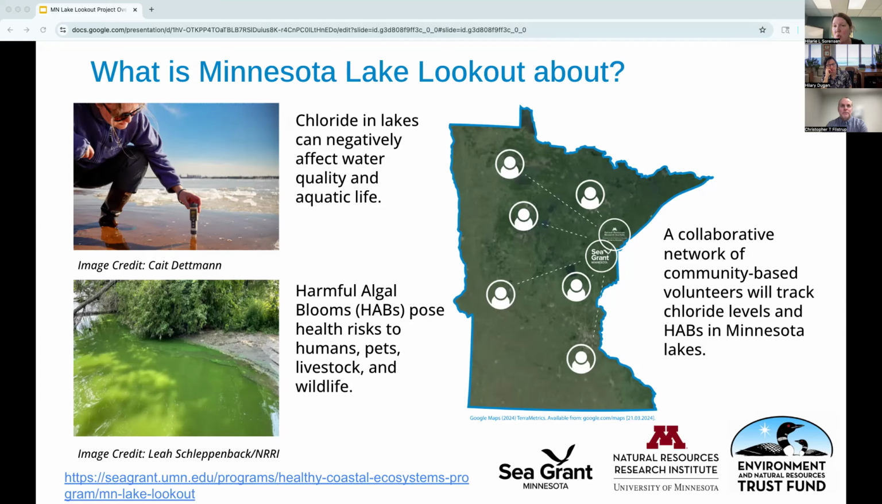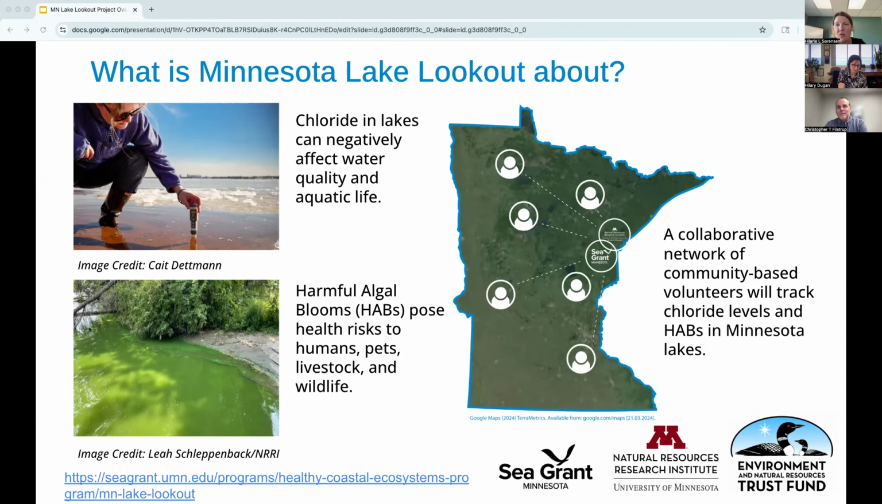We are focusing on two water quality problems. Chloride primarily enters lakes through runoff containing road salt. It's also used in water softeners and agricultural practices. It enters Minnesota waters and negatively affects water quality and aquatic life. Hilary Dugan is going to speak more about this water quality issue in just a few minutes. The second water quality focus area for this project is cyanobacteria, or harmful algal blooms, which also pose serious health risks for humans, pets, and wildlife.